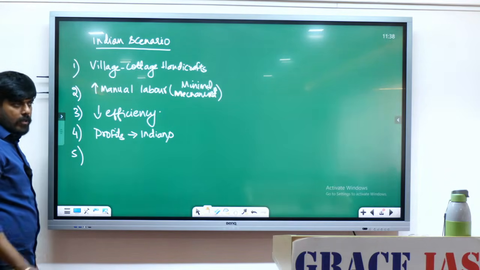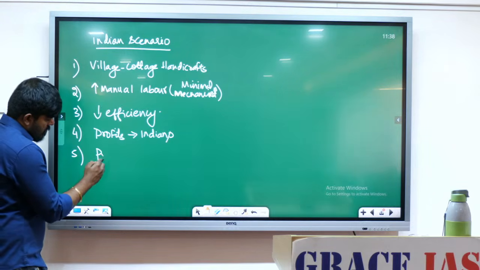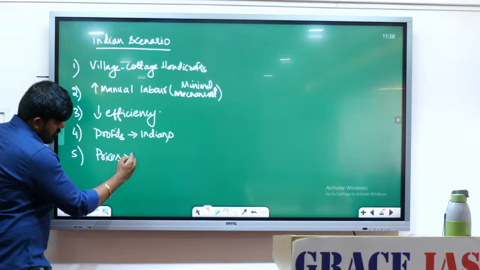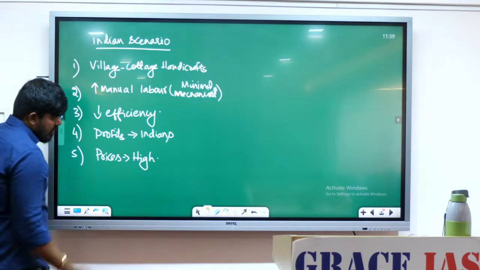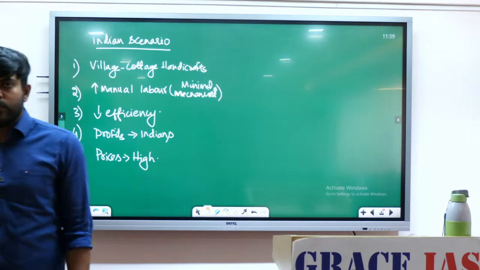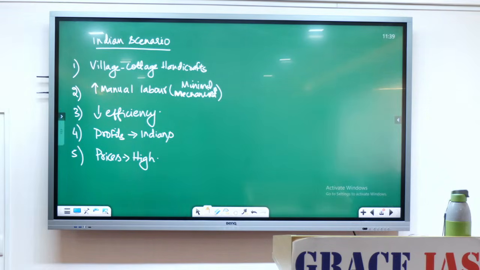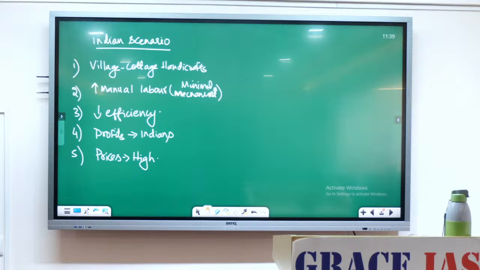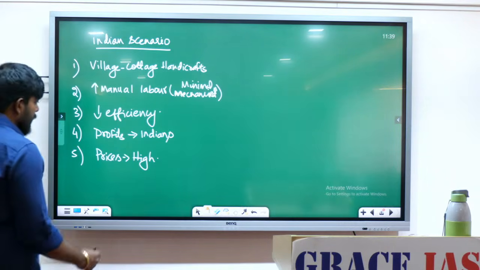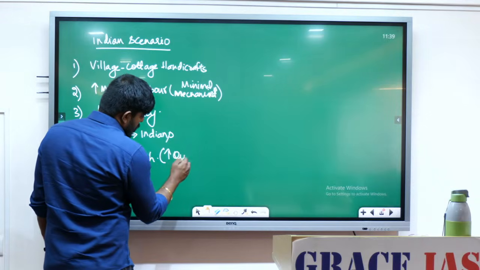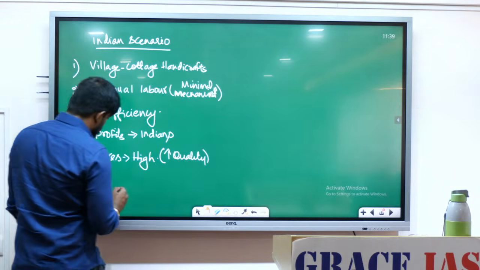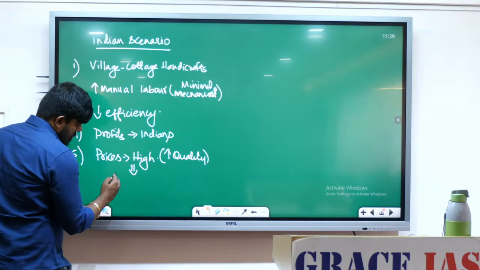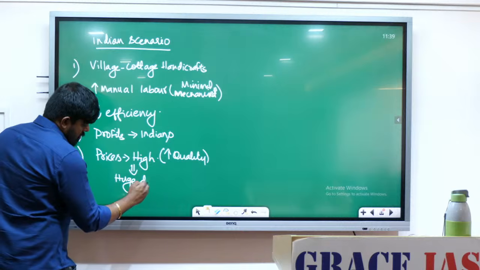And another most important thing was, prices used to be high. Prices used to be high because with handicrafts, there is a limitation to human production. So employing human labor will add to the production cost. Therefore the cost of produce was high, but the quality was also very high. So Indian goods were very high quality goods, and therefore there was huge demand for Indian goods in the Western market.